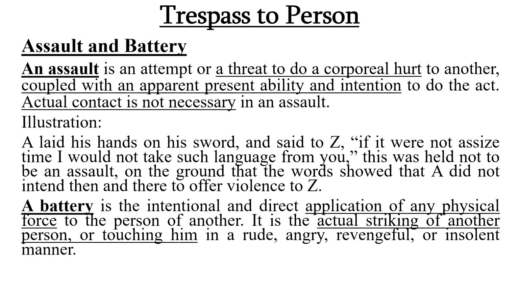So it was held not to be assault on the ground that the words showed that A did not intend then and there to offer violence to J. Because it says that other than this time of siege, I would not have taken this, but at this time of siege, I am taking it. Although I have my sword, I still respect the ceasefire. So there is no assault, right?